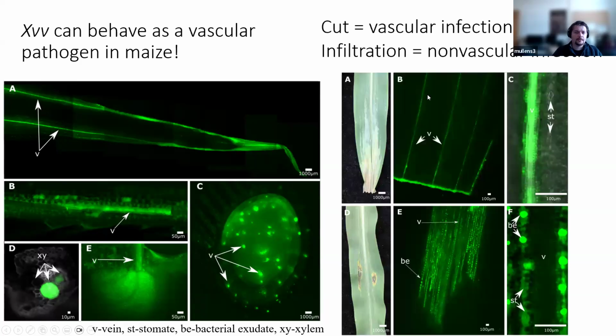Another thing that we noticed is that the different inoculation techniques, cut versus infiltration, differ in colonization. Cut induces pretty much just vascular colonization, and infiltration induces pretty much just non-vascular colonization. You can see that in these images. You have a vein going down the middle of this lesion, and it's not infected, but the mesophyll right next to it is, whereas with cut inoculation, you see pretty much just the veins being infected here.